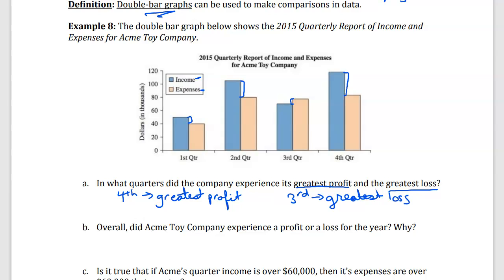Overall, did Acme Toy Company experience a profit or a loss for the year, and why? Well, if we look at profit, profit, profit, and a little bitty loss, if we compare those three profits to this one little bitty loss, we're going to have a profit overall because we only had one minor loss. Okay?